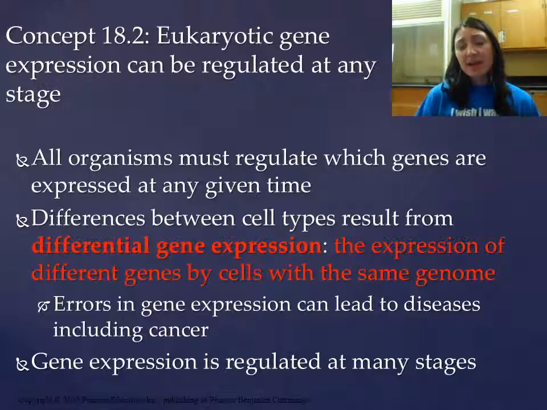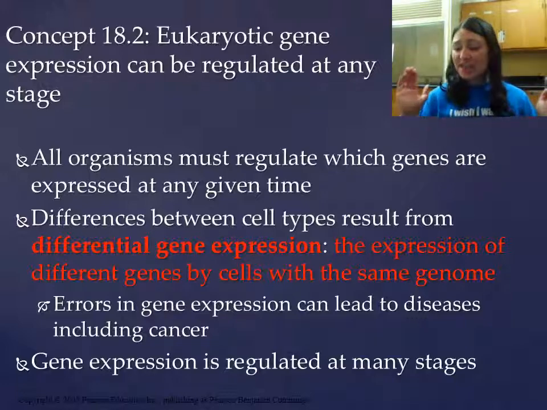So regulation has to be closely monitored for which genes are going to be expressed at which time. Some are only supposed to be expressed during embryonic development, some should be expressed later in life. And these differences between your cell types, so between liver cells and skin cells and brain cells, result from differential gene expression. So that's expressing different genes by cells with the same genome.